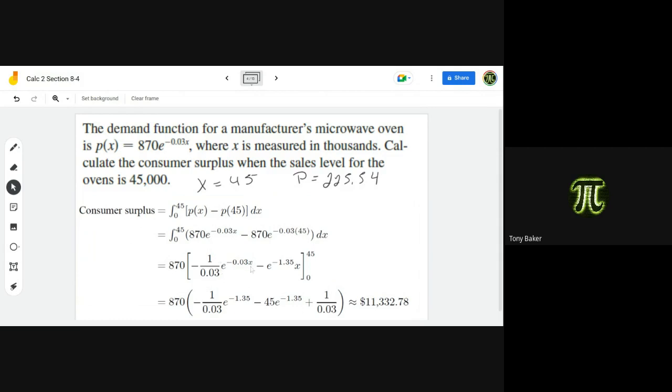Why do they leave out the P? They didn't. They just plugged in 45 and actually left it as e to the whatever it was. They didn't do out the actual number. So they plugged 45 in for x, which would be 870 e to the negative 135. They just didn't actually do the number. They left it as a full thing before they did the actual rounding of the calculation. Okay. Yeah, they just didn't round.